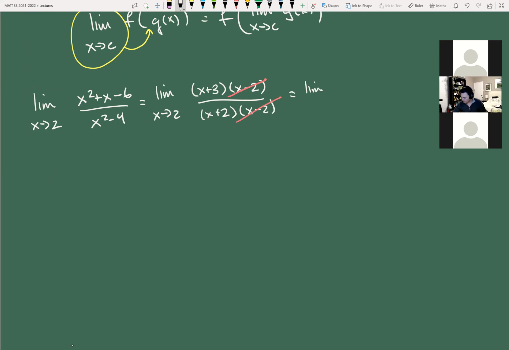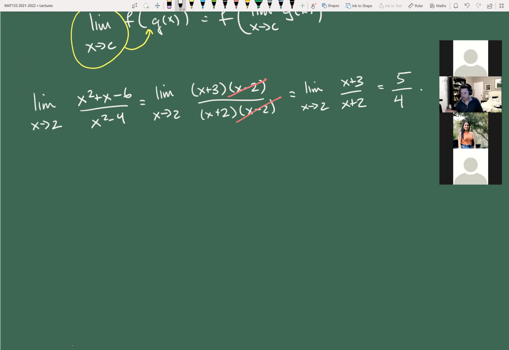That gives us x plus 3 divided by x plus 2. Now I can plug 2 into this, right? And if I do that, I get 5 over 4. So that's where the 5/4 came from.